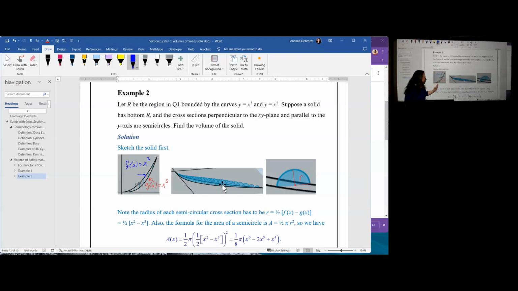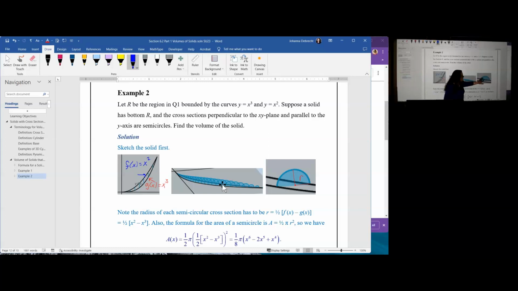And the cross sections are perpendicular to the xy plane, and they're parallel to the y-axis. That means that when I slice, I'm slicing up the x-axis because it's parallel to the y. That will make the differential dx again. Each of these slices is a semicircle, but they change in size from one side to the other. You can see in this second picture all of the cross sections, which are semicircles. When you find that shape, it's going to be a cylinder with 2 half circles on each side and the distance between them being the differential.